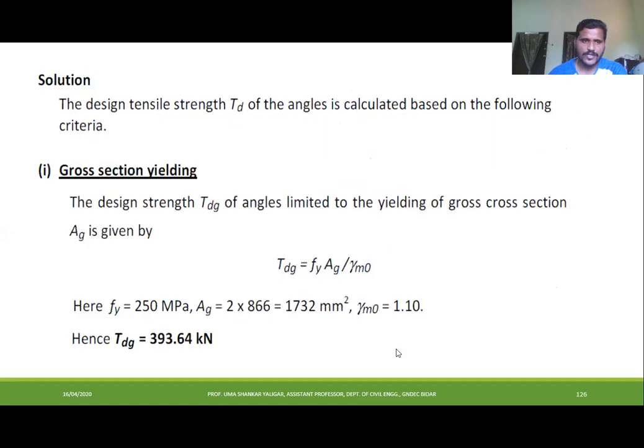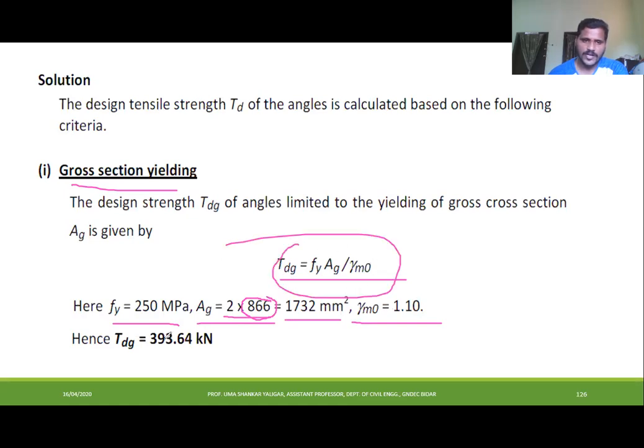Now first, as usual, we need to go for the first failure, the failure due to gross yielding. Here the gross yielding formula is TDG is equal to Fy into Ag by gamma m0. I told you that Fy is given in the question, 250 MPa. Ag you will get from your steel table. The area of a single angle section is 866. Here there are two angles, that's why it is 2 into 866, which is 1732 mm square. And he has given gamma m0 as 1.1. Then if you substitute all these values here, you will get your TDG as 393.64 kilonewton.